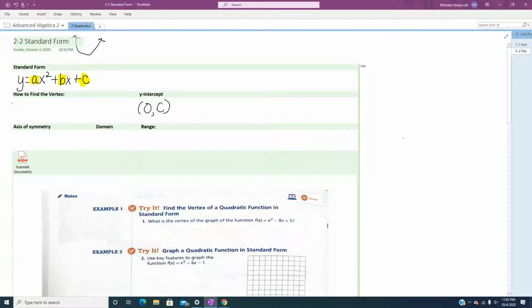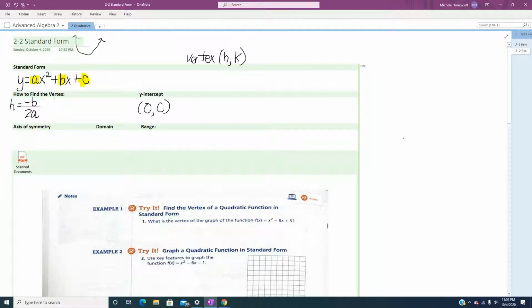So there is a formula for that. Remember that the vertex is (h, k). Let me write a special note because I didn't give myself enough room. The h is the x part of the vertex. The k is the y part of the vertex. So to find the h part of the vertex, we're going to use a formula: the opposite of whatever your b coefficient is, divided by 2 times the a coefficient. So that's how you find the h part.